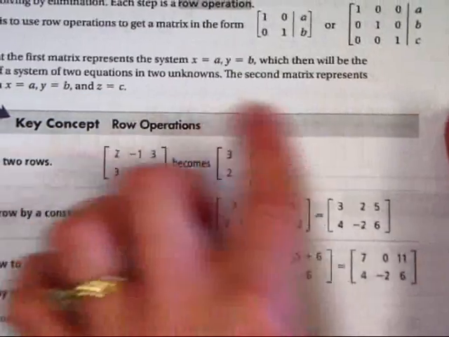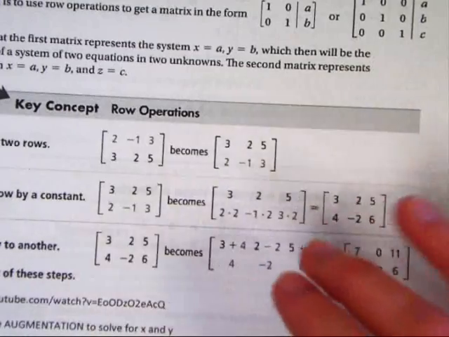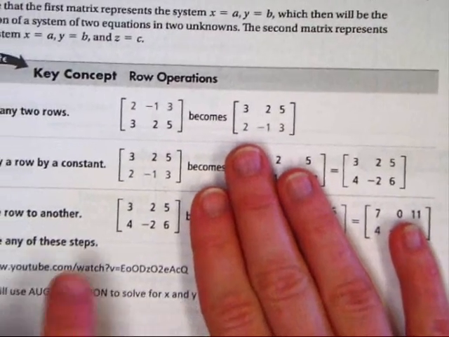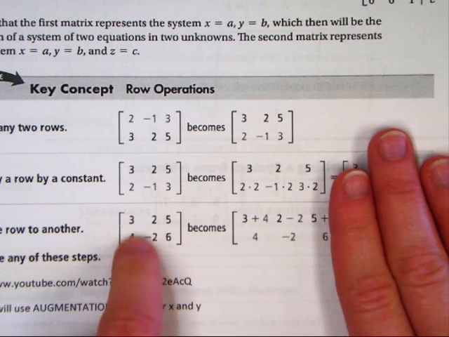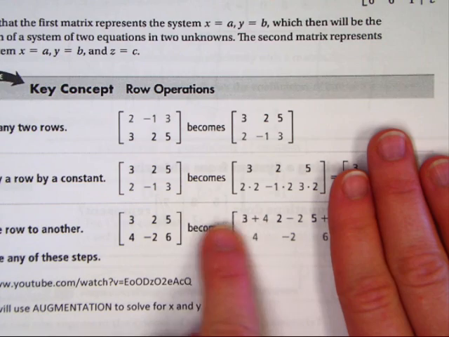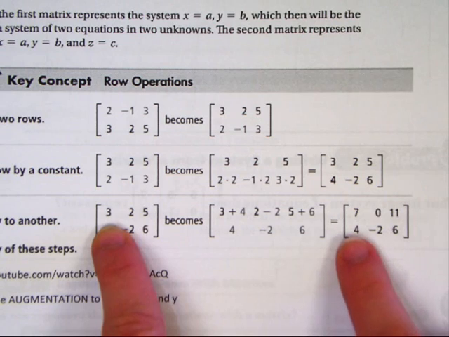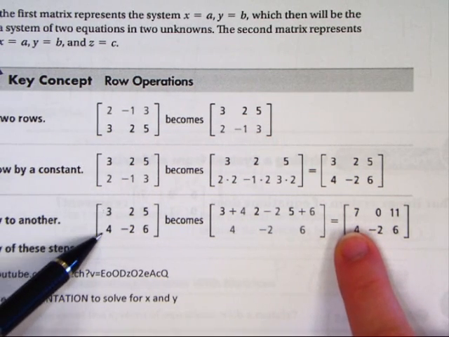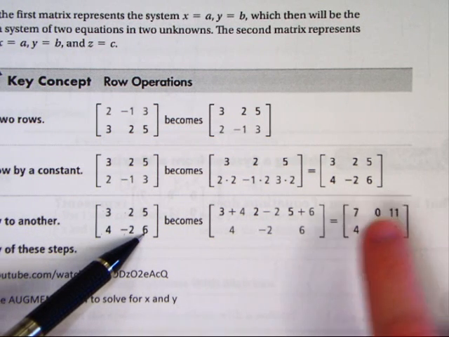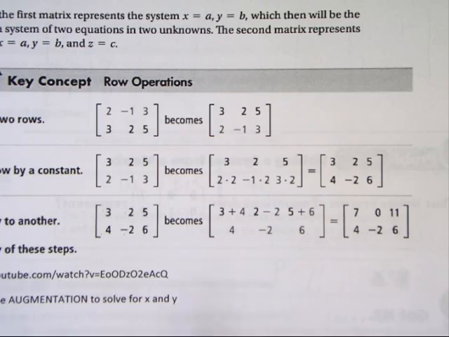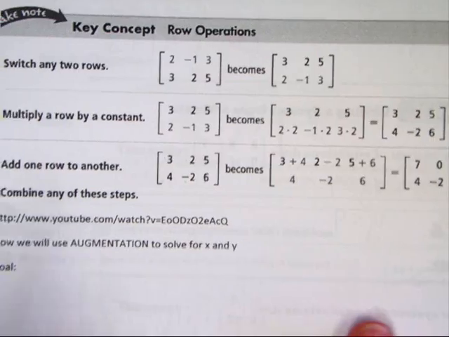So this is what I call what are you allowed to do. I'll show you why you're going to use these in a little bit, but let's just go over what you are allowed to do. The other thing you are allowed to do is if you have a matrix, you can add the rows together. So the top row added to the bottom row is this final answer, because 3 plus 4 is 7. 2 and negative 2 is 0. 5 and 6 is 11. Notice the bottom row stayed the same the whole time. So these are all legal moves. You really don't have to watch this video because I'm going over it right now.